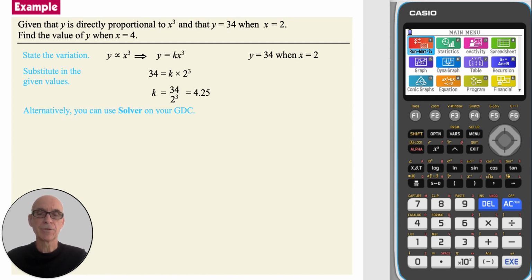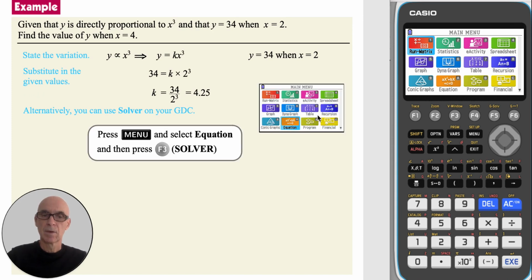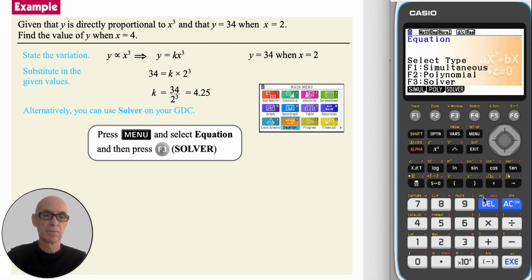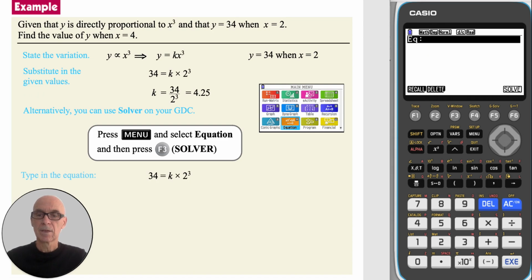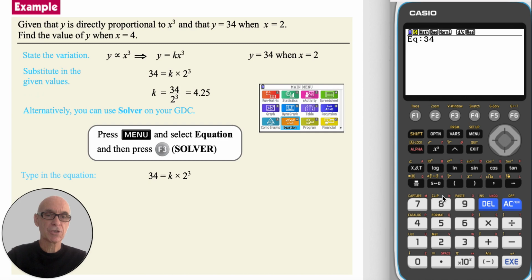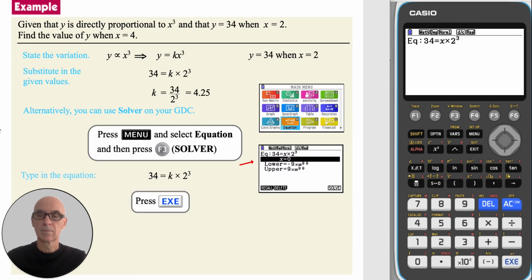Alternatively, you can solve the equation for k on your calculator. From the main menu, select Equation, and then press F3, Solver. Type in the equation, so that's 34, and pressing Shift to get the equals sign, using the X button to represent k, and then multiplying that by 2 to the power of 3. Press Execute to enter the equation.